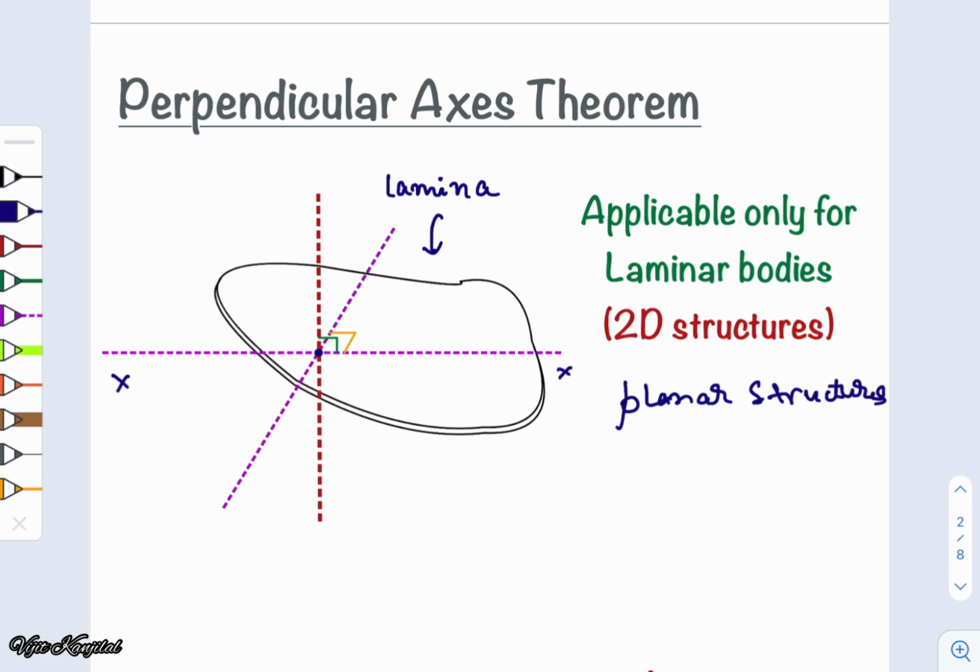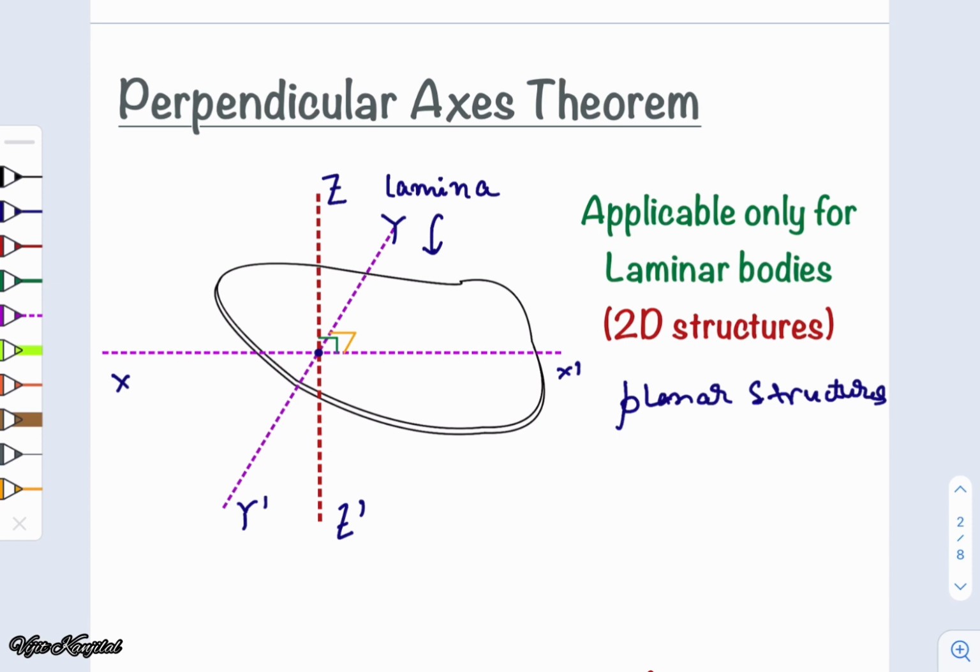So here we are given a lamina, and in the lamina we have two axes. Let's call one x dash and the other y dash, which lie in the plane of the lamina, and these two axes are mutually perpendicular to each other. Now at the point of intersection of these two axes, there is a third axis. Let's call this z dash, which is perpendicular to the plane of the lamina and passing through the point of intersection of x dash and y dash.